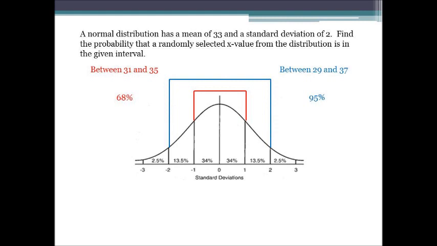Now between 29 and 37, both of those are 2 standard deviations away from the mean. Looking at the curve again, that is 95%.